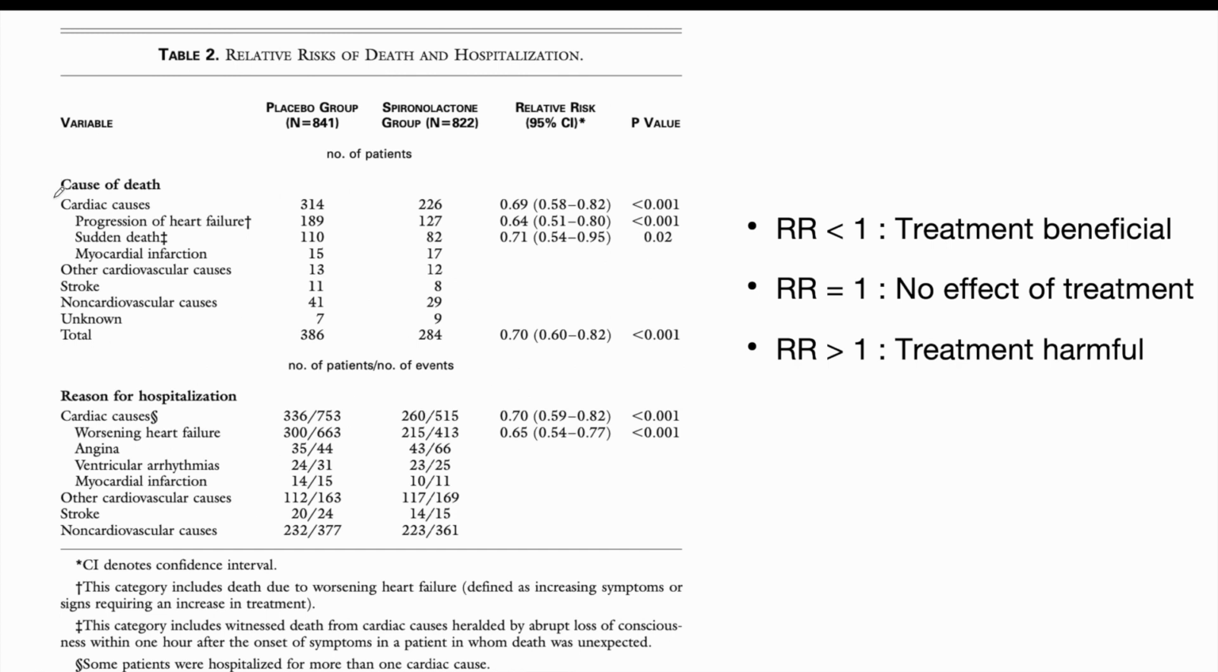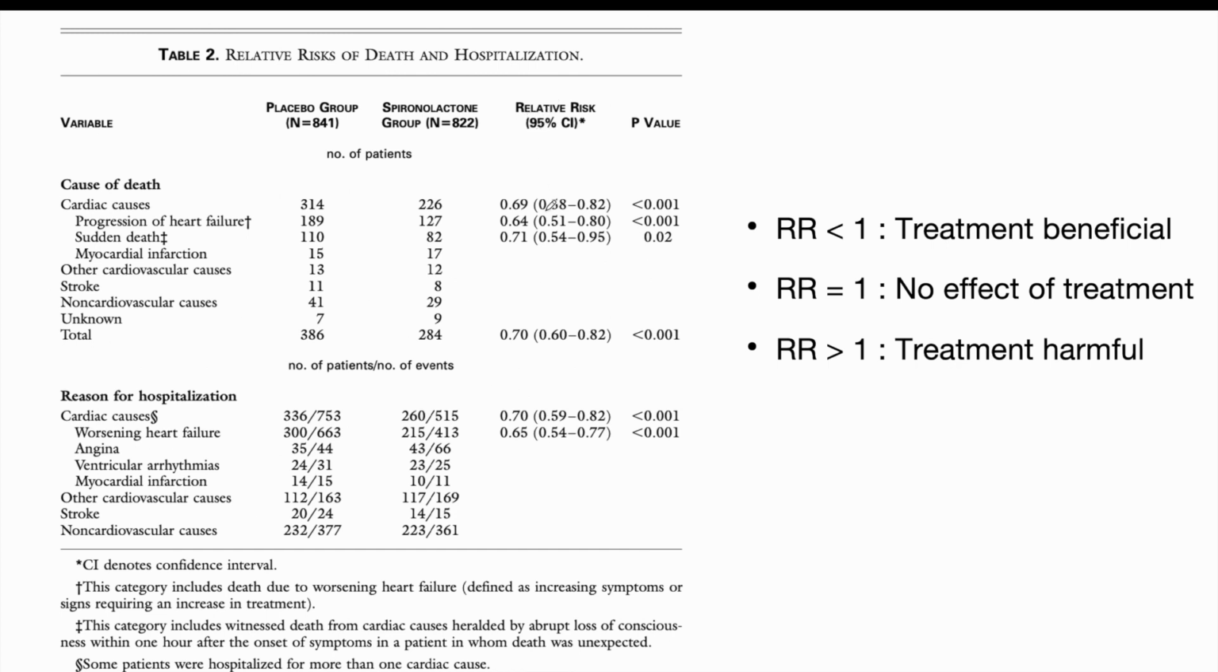So let's look at our primary outcome, which is death. So cause of death, cardiac causes. We see a comparison between the groups, and we see that our relative risk here is 0.69. Is that less than 1, equal to 1, or greater than 1? Well, it's less than 1. And it's got a pretty low p-value, so that indicates that treatment is pretty beneficial.